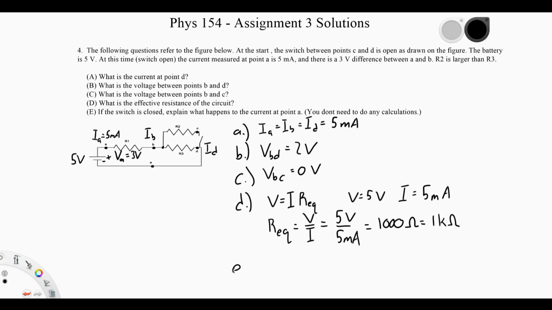Okay, and so one last part E. If the switch is closed, explain what happens to the current at point A. You do not need to do any calculations. Okay, so in this case, if we closed up the circuit, what we would actually find is that the current at point A would increase. And so we could do this using an equation and actually solve for the new value that it would increase by. But we're not going to do that because we really haven't gone into calculating equivalent resistances and working with circuits in that way.